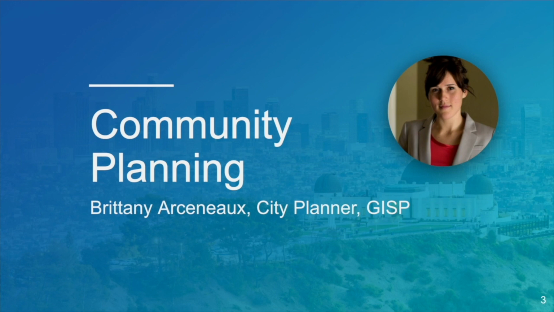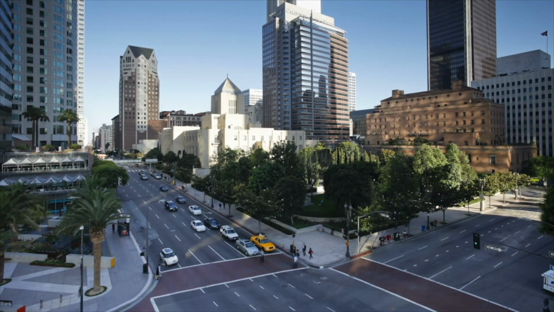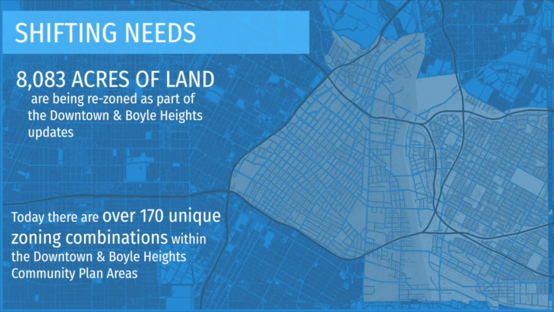The department has been tasked with updating the zoning and land use for all 35 community plan areas within a 9-year time period. The size of a community plan area is comparable to a small American city. As you can see on this map, the two plan areas shown, Downtown and Boyle Heights, encompass over 8,000 acres.